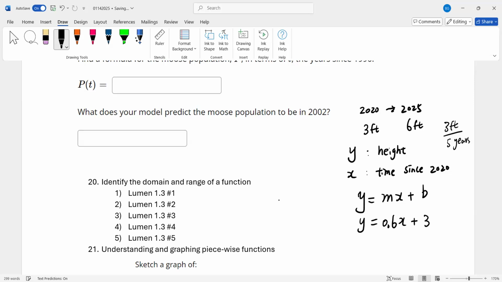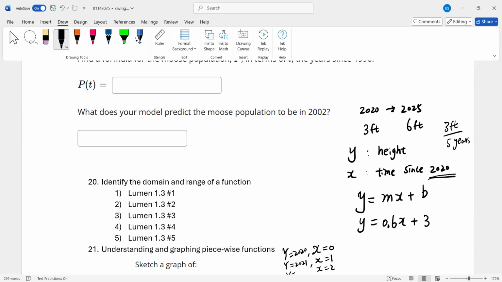Why do we use 3 feet? Because x here is the time since 2020. That means we see 2020 as the initial year. We don't care what happened before 2020. If we see 2020 as the initial year, that means x equals 0 corresponds to the year of 2020. When x equals 1, the year is 2021. When x equals 2, the year is 2022, and so on and so on.